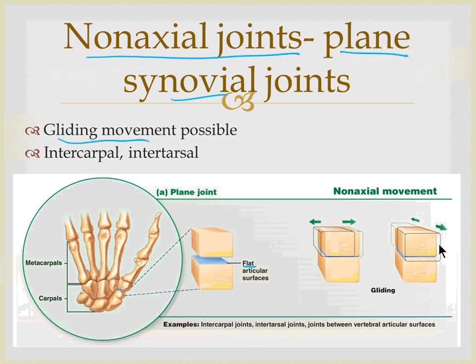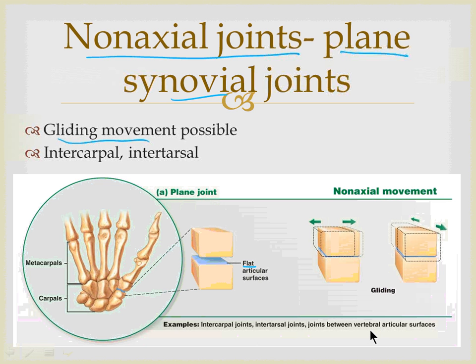Good examples of these joints are the joints present between the carpal bones and between the tarsal bones. You can see here, these are the intercarpal joints. If it was the foot, it would be the intertarsal joints. This is where gliding movements occur. So these are plane synovial joints.